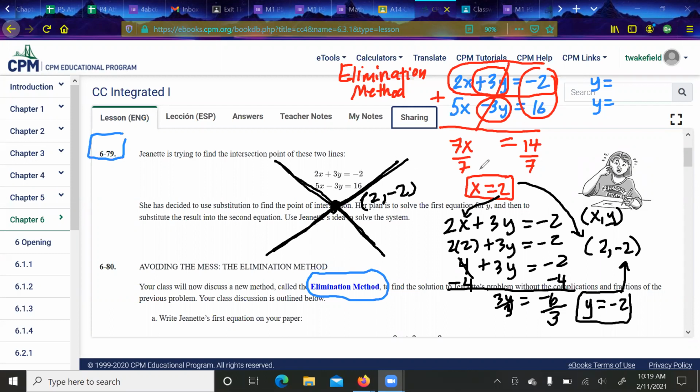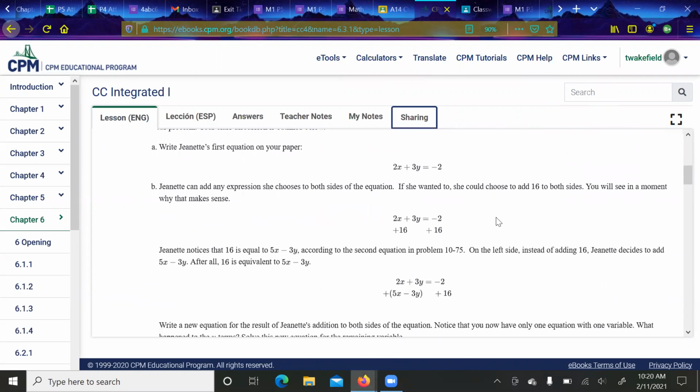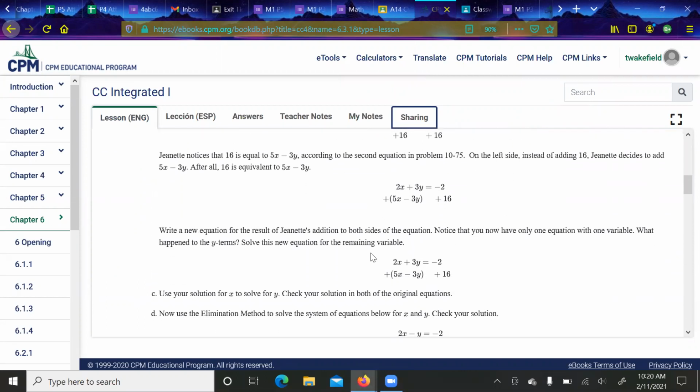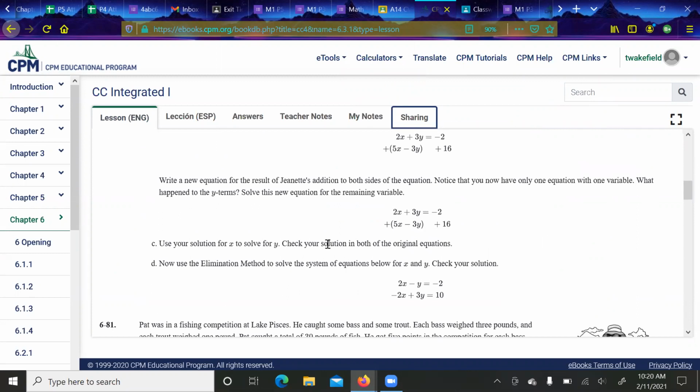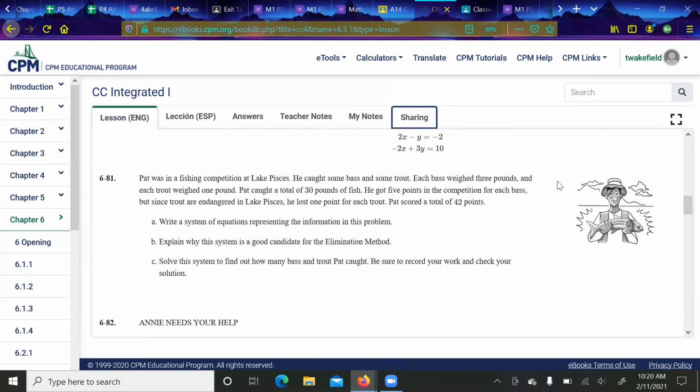I'm going to erase this and we're going to go on to 81. So let me clear all that away. Move this away. I need to move the page up to 81. Let's read 81. I think we answered everything there. I think it tells us to check our work. Check your solution for part C. I'm going to skip that for now. Maybe we'll do that later.